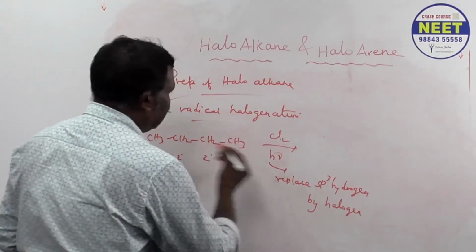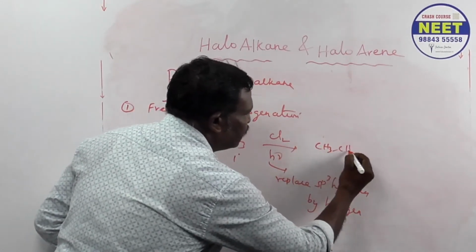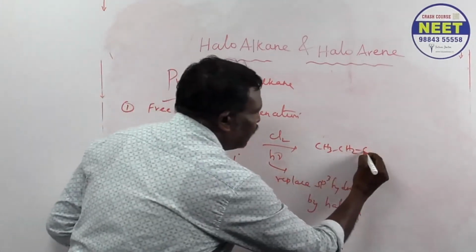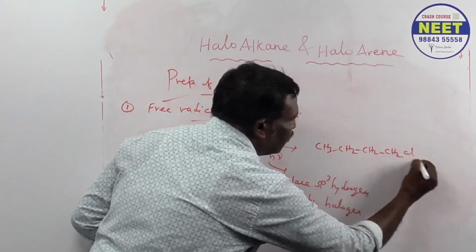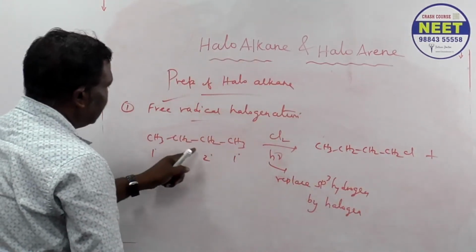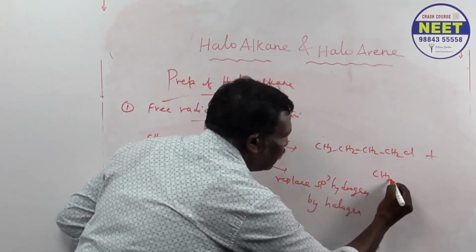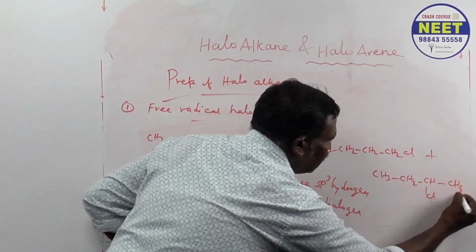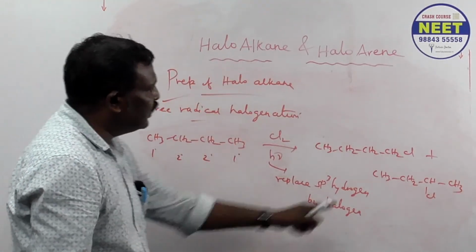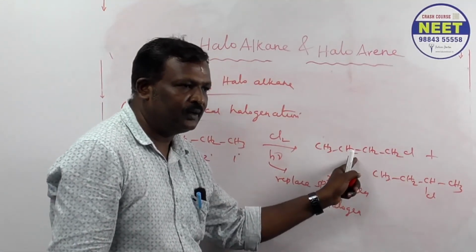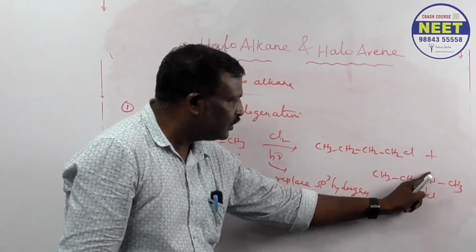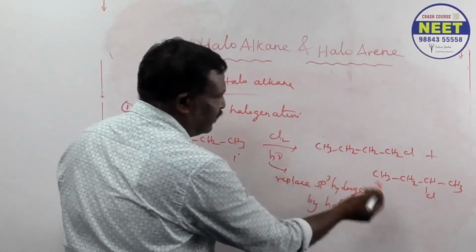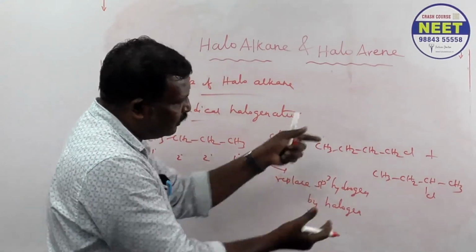Okay. So first one, I'll write it here. CH3, CH2, anything, any one we can replace. This hydrogen or this hydrogen, both are primary. Understood? Plus, I put here CH3, CH2, CH, Cl. Understood? Okay. 1-chloro-butane. This is called what? 2-chloro-butane. Okay. So here, sometimes we are getting both the products.